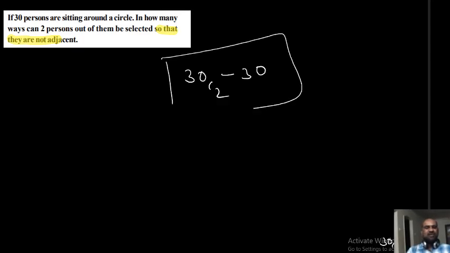Okay. Next, 30 persons are sitting around a circle. How many ways can 2 persons out of them be selected so that they are not adjacent? First of all, from 30 I want to select 2, I can select in 30C2 ways. In this selection, some selections are there where 2 persons are adjacent to one another. Those should be subtracted. How many? 30, I already explained. 30C2 minus 30. This is the answer for the problem.